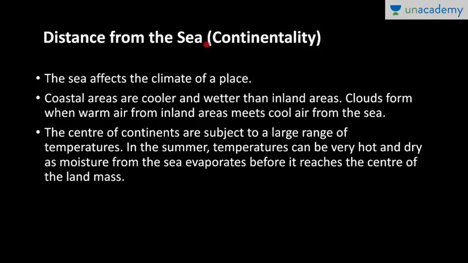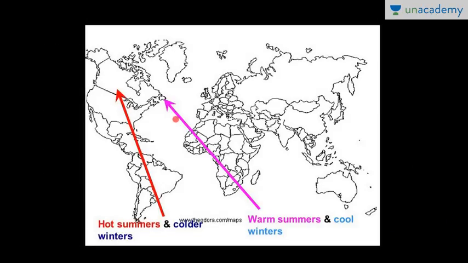Now, the first one is distance from the sea, that is continentality. Remember one thing, the sea significantly affects the climate of a place. It has a moderating influence on the climate of coastal areas. You can see here the climate of a coastal area has warm summers and cool winters. Remember, it is warm and cool. In the interior part, it is hot summers and colder winters. So it is hot and colder. So the range of temperature in the interior parts is high, and the range of temperature in the coastal area is low.